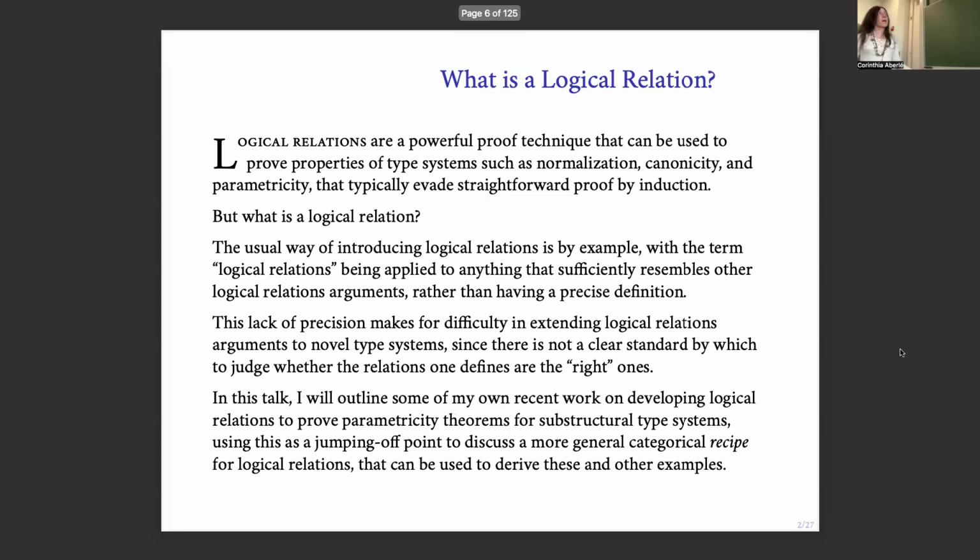So what I'm going to do here is first outline some of my own recent work that highlights some of these interesting challenges, which is to do with proving parametricity theorems for substructural type systems, so things like linear type theory. Then I'm going to use this as a jumping off point to discuss a more general categorical recipe for logical relations that can be used to derive these and other examples, and really works for just about any type theory you can throw at it. Since today's the Valentine's Day special, the point I want to make is that logical relations and category theory are a match made in heaven.